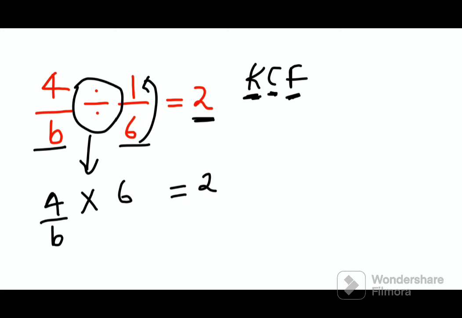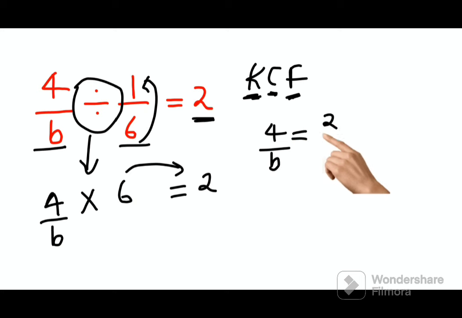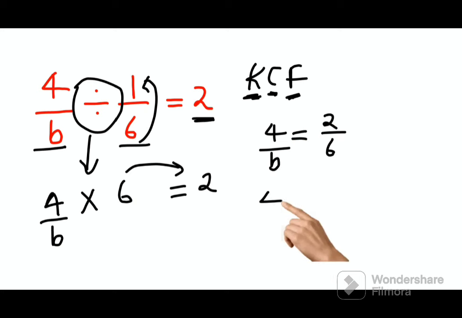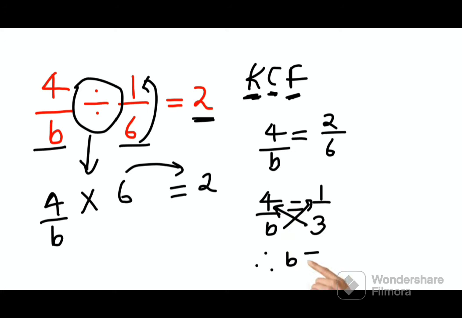So you will get this as equal to 2. Okay, now take this 6 on this side, so we will have 4 upon b equals 2 upon 6. So we'll say 4 upon b equals 1 upon 3. Now cross multiplying, because we want the value of b, I can say therefore b is 4 into 3, that is equal to 12.